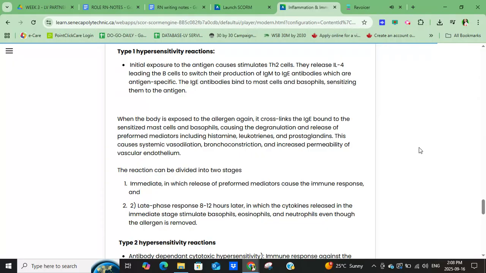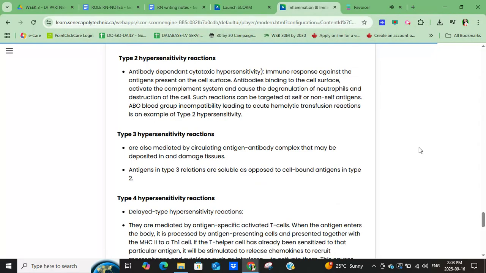Type 2 hypersensitivity reactions. Antibody-dependent cytotoxic hypersensitivity, an immune response against the antigens present on the cell surface. Antibodies binding to the cell surface activate the complement system and cause the degranulation of neutrophils and destruction of the cell. Such reactions can be targeted at self or non-self antigens. ABO blood group incompatibility leading to acute hemolytic transfusion reactions is an example of type 2 hypersensitivity. Type 3 hypersensitivity reactions are mediated by circulating antigen-antibody complexes that may be deposited in and damage tissues. Antigens in type 3 reactions are soluble, as opposed to cell-bound antigens in type 2.